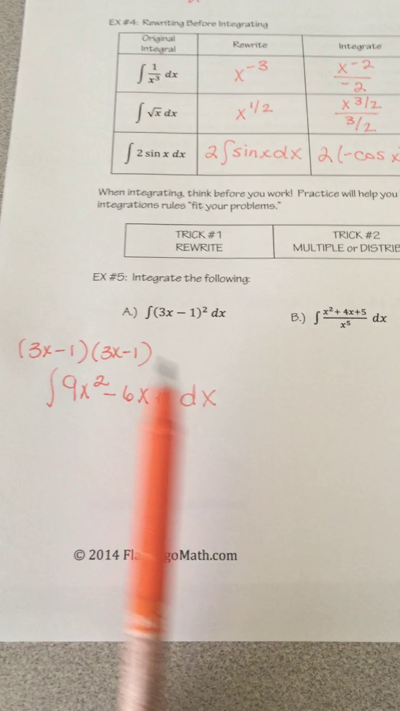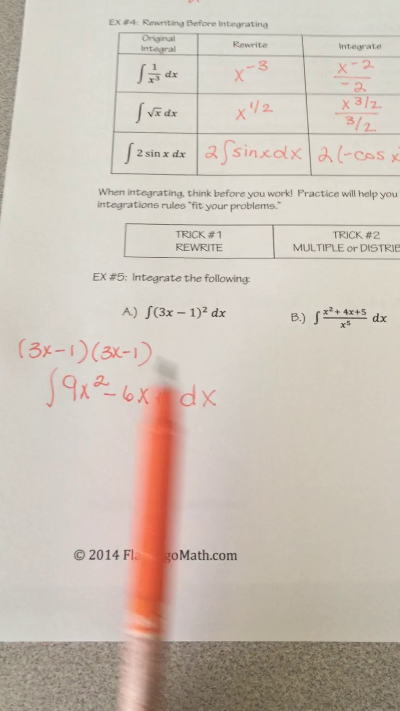So that'll be 9x cubed divided by 3 minus 6x squared divided by 2 plus 1x plus c. Well, we can simplify that to be 3x cubed minus 3x squared plus x plus c. And that would be it.